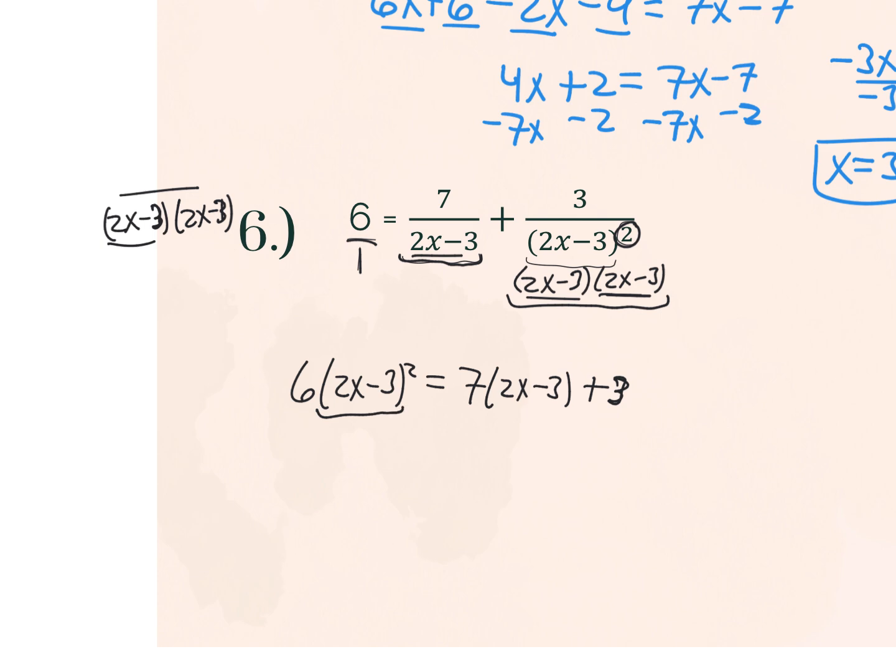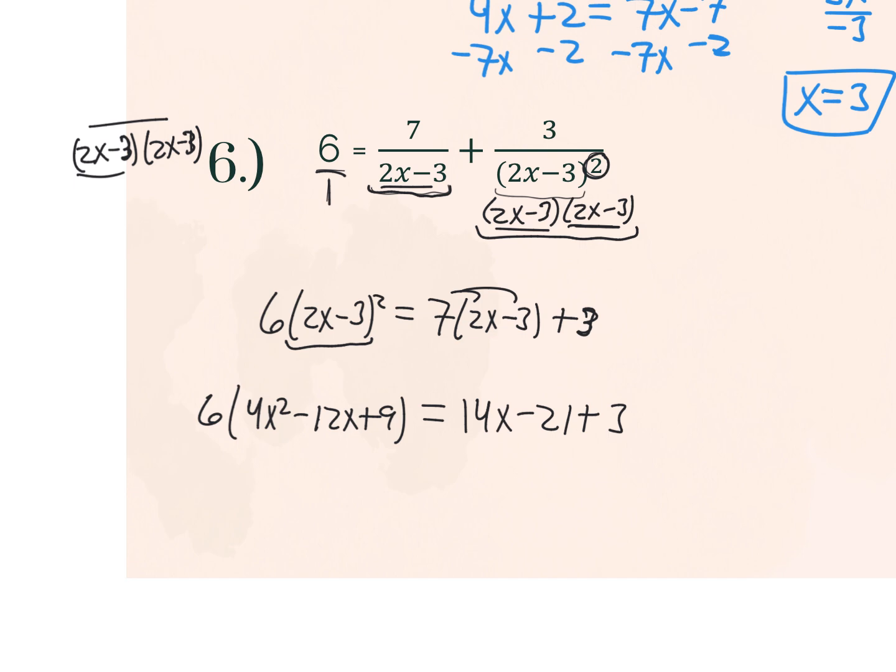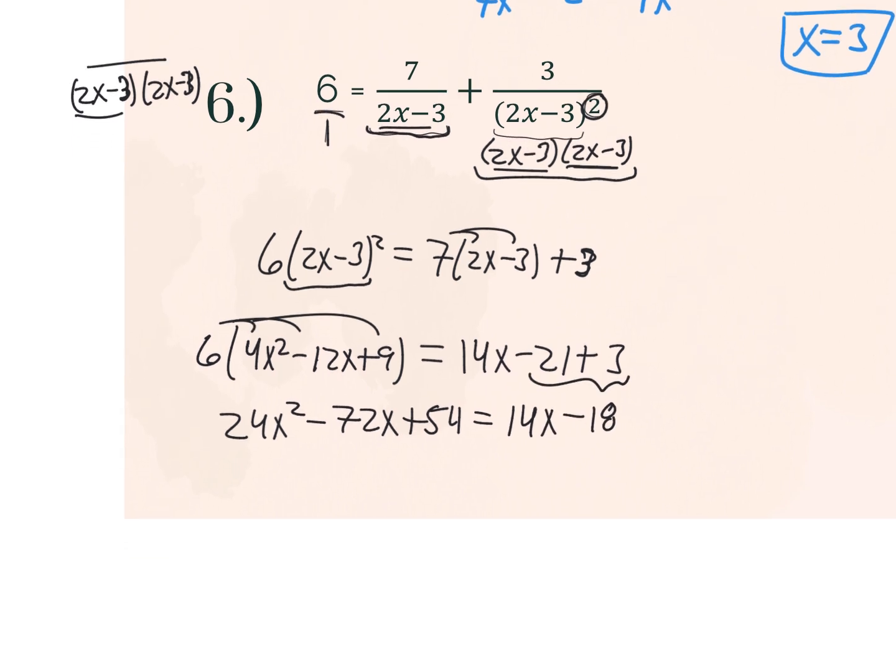So 2x minus 3 squared is just the square of a binomial. If you know a special product, it should be fairly easy. So it's going to be a 6 times a 4x squared minus 12x plus 9 equals, I can distribute 7, and I get 14x minus 21 plus 3. And then I can distribute 6 everywhere, and we end up with 24x squared minus 72x plus 54 equals 14x minus 18. Just combine these two, and then this is a quadratic.